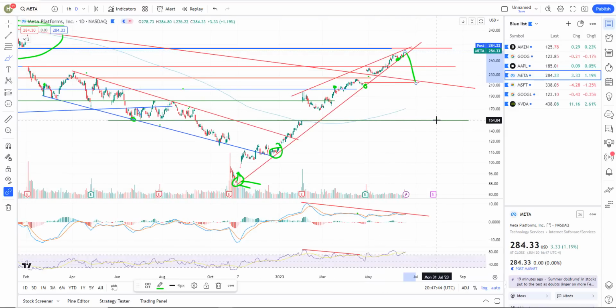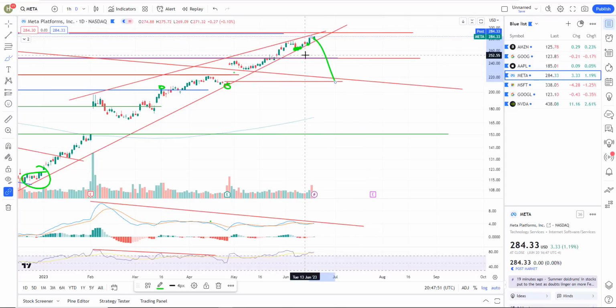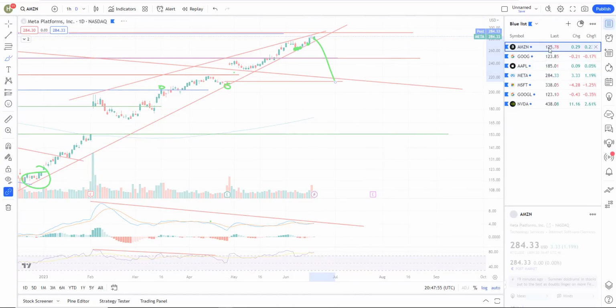And then obviously another gap all the way down here at 154. So those are the gaps that I'd be looking for. No sell signal yet on that one, just merely a bearish setup. So we need that to break. Let's look at Amazon.